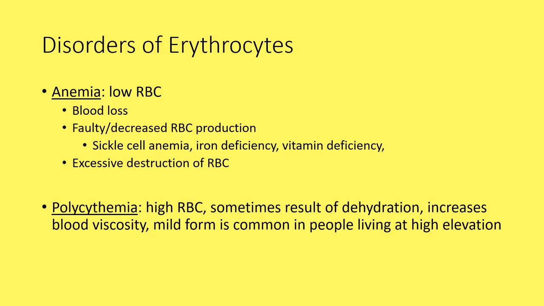And polycythemia is when you have too high of red blood cell numbers. That can sometimes be the result of dehydration. When you have a lot of red blood cells, remember they're viscous, so it increases the blood viscosity. Depending on how severe it is, in severe cases, you may need to be placed on blood thinners. There is a mild form of this with people who are living at a higher elevation. As you go up in elevation, the oxygen concentration decreases, so that's part of your body's natural response. Low oxygen, remember I said, is going to increase the number of red blood cells.